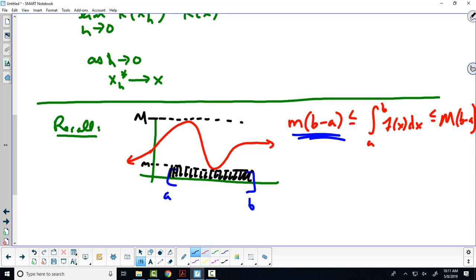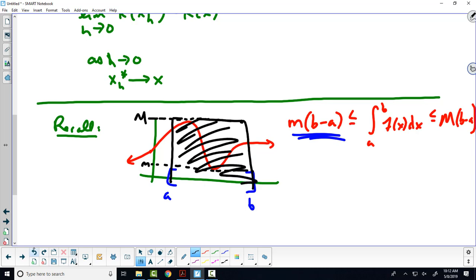It's got a height of what? It's got a height of m, and it's got a base of b minus a. So this right here is that black rectangle. Okay. I'll let you decide whether you can fit that in there or not. I'm going to erase it just because now I want to do the same thing up here. What is this? That's the area of the upper rectangle. Yeah, that's this area right here, the area of that rectangle.